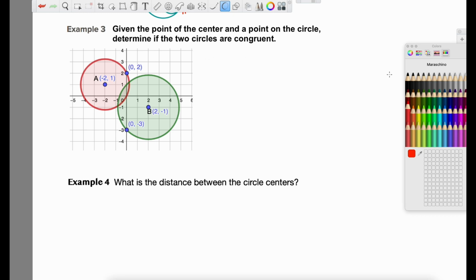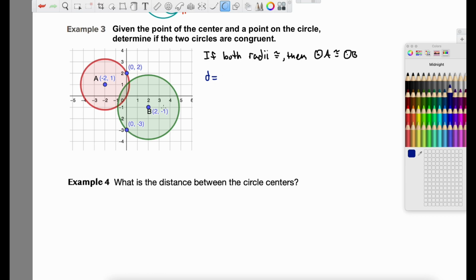Okay, so they're going to be congruent if both radii are congruent, right? Then the circles are congruent. Circle A would be congruent to circle B, something like that. So we're going to use the distance formula here, right? Use distance formula.